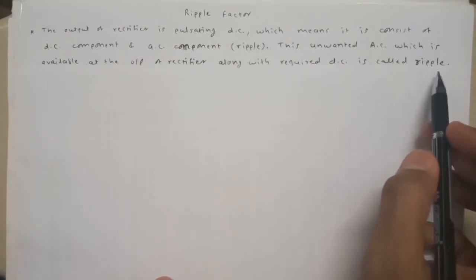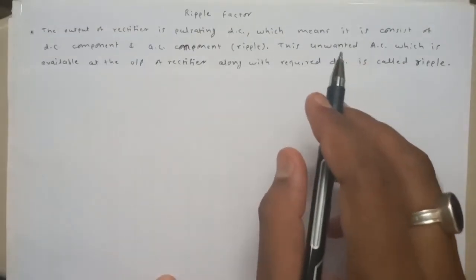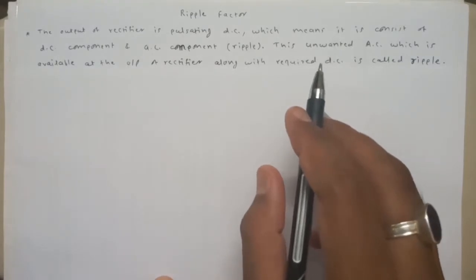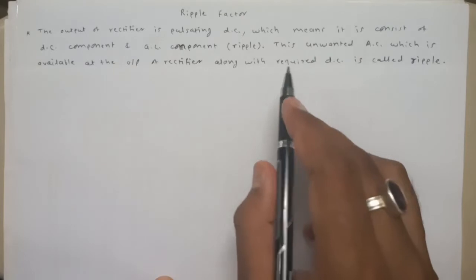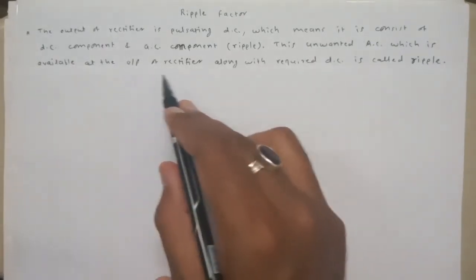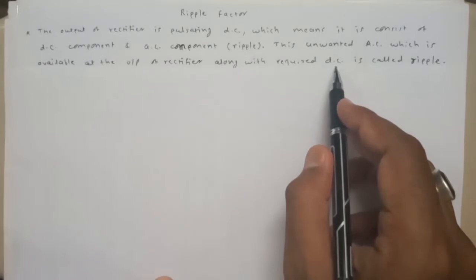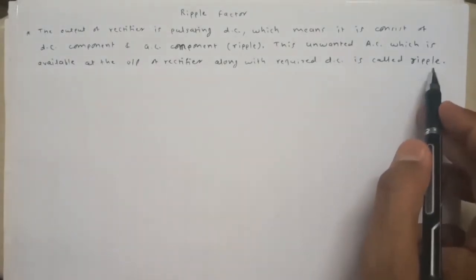We know that the definition of the rectifier is the circuit which converts AC to DC. So according to that we should get complete DC at the output, but unfortunately we don't get pure DC, we get DC along with some AC. That unwanted AC which is available at the output of the rectifier along with the required DC is nothing but the ripple, right?